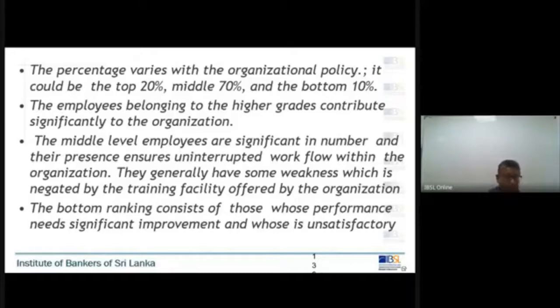Method of evaluation. Hari, I know. Are there any problems on that up to now? What we discussed, method of evaluation.